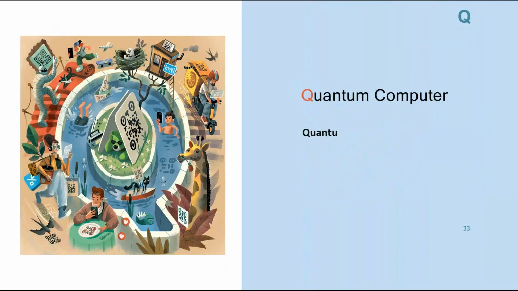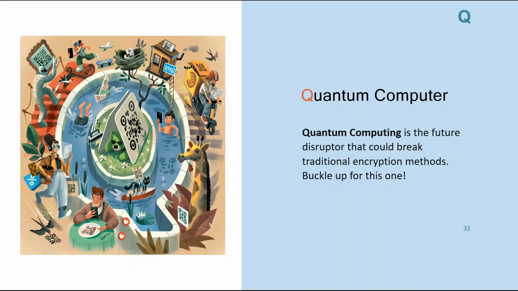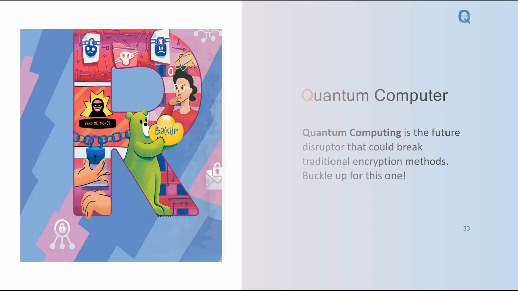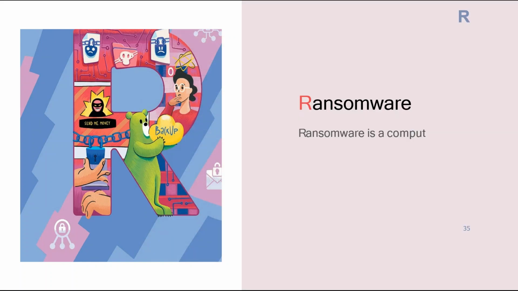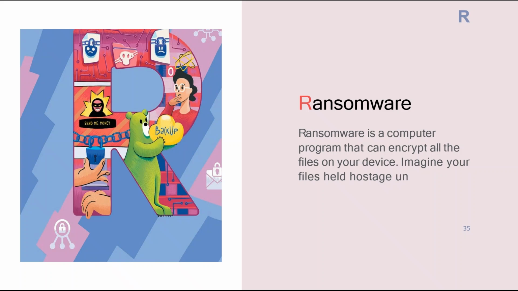Next is quantum computer. In cybersecurity, a quantum computer is used to break complex passwords in a very short time. Next is ransomware. What is ransomware? Ransomware is a type of malware. It's a computer program that can encrypt your old data or files, and then ask for money to decrypt your files.